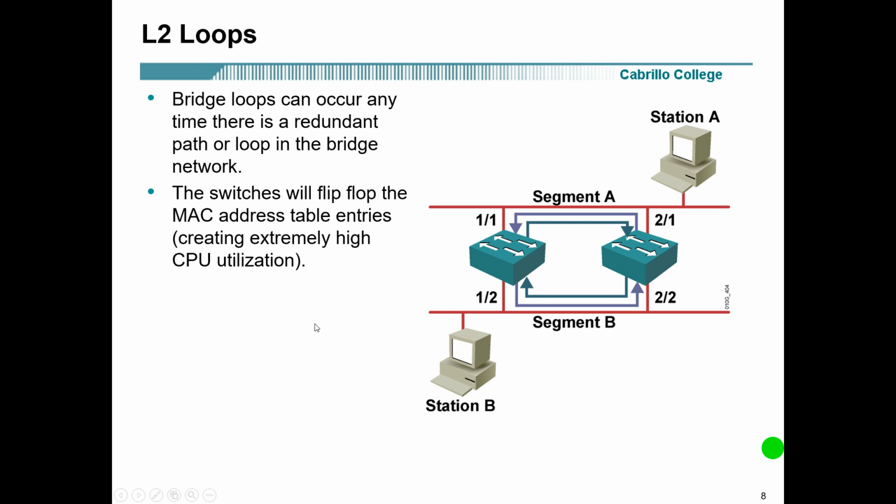The switches will flip-flop the MAC address table entries, creating extremely high utilization within the CPU. I.e., we're going to be using all of the switch resources just to be flip-flopping those MAC address tables, again overwhelming those switches and bringing them to a crawl. Unicasts, unknown unicasts and broadcasts have a very similar problem.